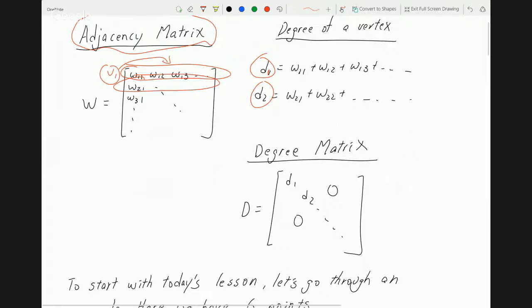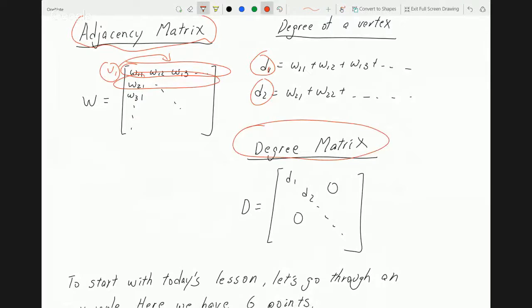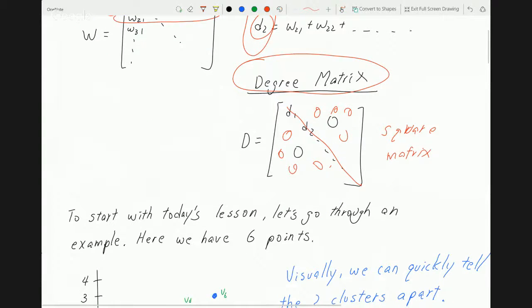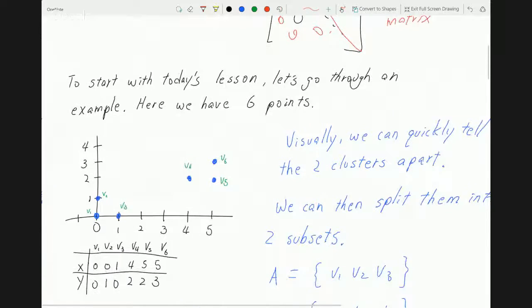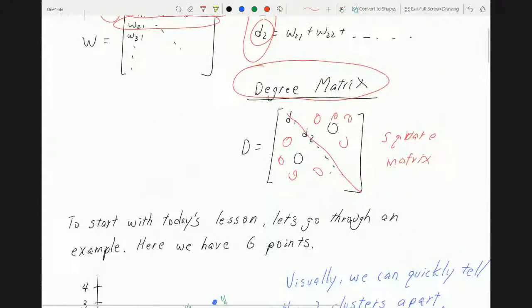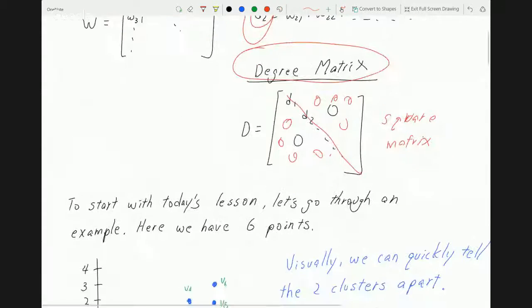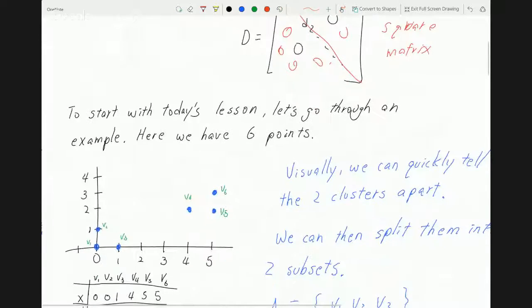There's also a degree matrix, which is essentially the degrees of the vertices lined up diagonally in the matrix, and the rest of the matrix is all zeros. So this is a square matrix. With today's lesson, we're going to go over a quick example to demonstrate some important points in spectral clustering.